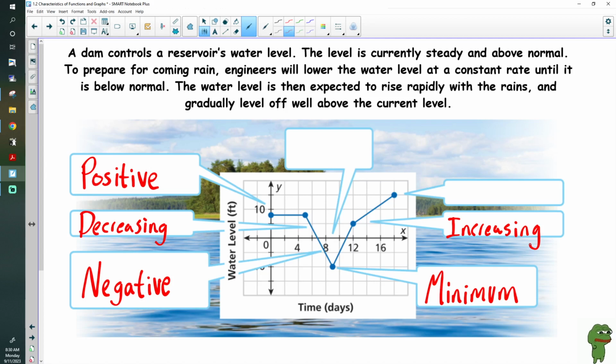Okay. This point at the very top right is our maximum. The water level never gets above that point. That's the highest the water level gets. It's the maximum.